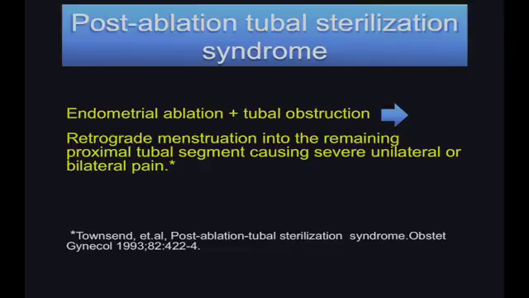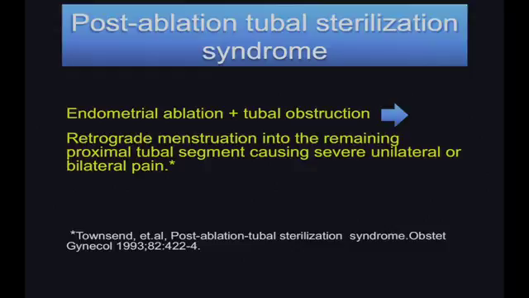So the diagnosis here is a problem that has been described as post-ablation tubal sterilization syndrome. First, we have an endometrial ablation in these patients, which ablates the endometrium within the main cavity. Then we have tubal obstruction because of the bilateral tubal ligation and the Adiana devices, contraceptive occlusion of the fallopian tubes. And these patients may still have functioning endometrium within the uterine cornu.